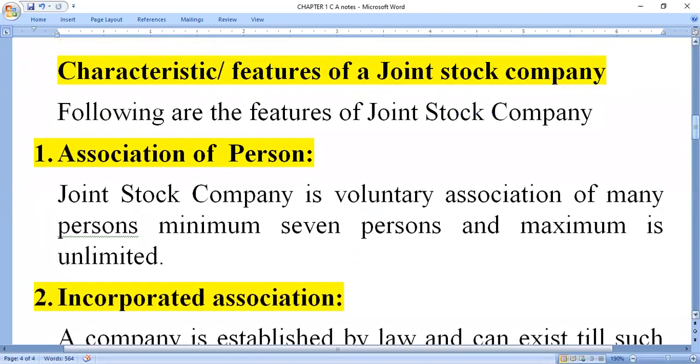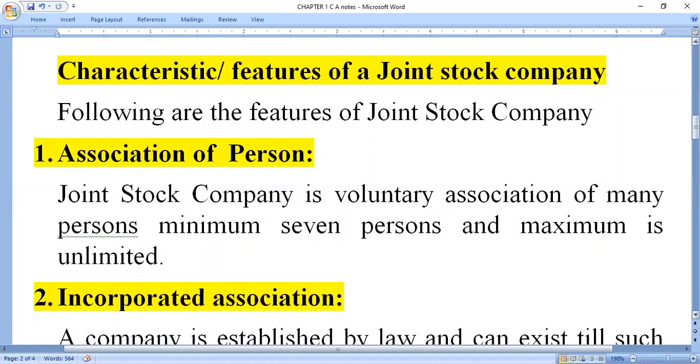Among these 10 characteristic features of joint stock company, the first one is association of persons. Association of persons means a joint stock company is a voluntary association. Having so many persons to establish a joint stock company, the minimum is 7 and the maximum is unlimited, whereas it may be different in public and private companies. But moreover it is an association of persons.